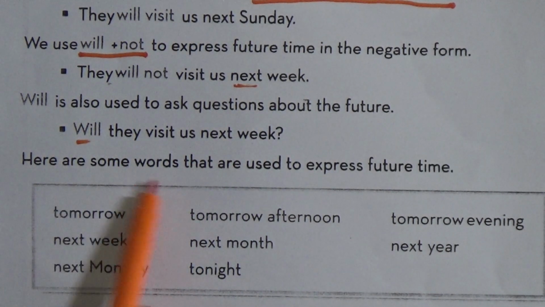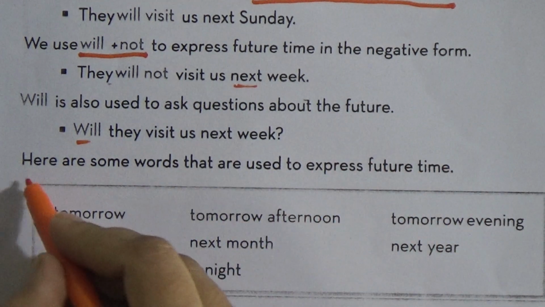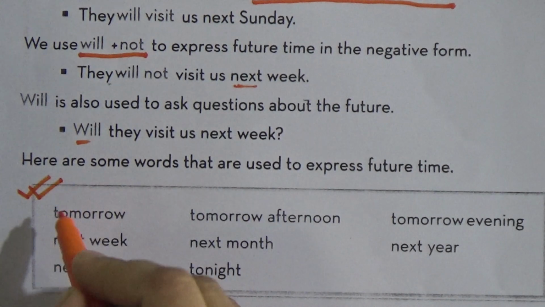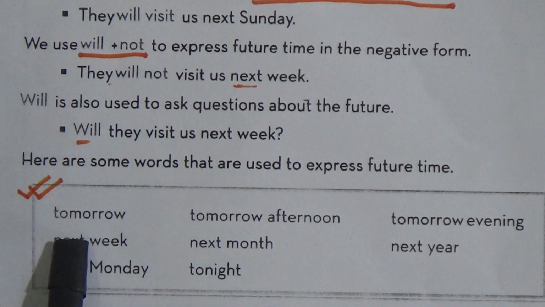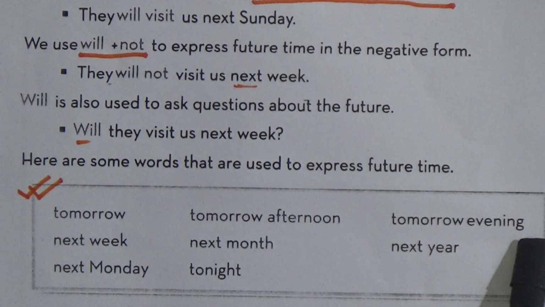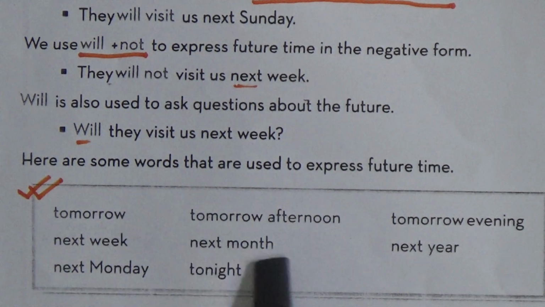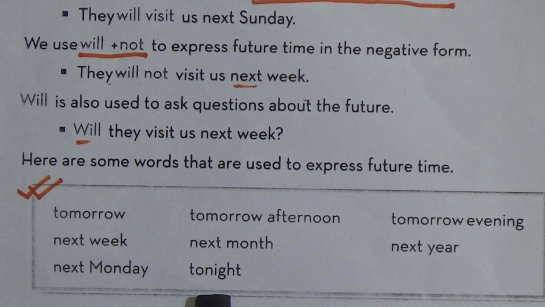See, here are some words that are used to express future time. You have to know these words for identifying that these are expressions of future time. Like tomorrow, tomorrow afternoon, tomorrow evening, next week, next month, next year, next Monday, tonight. Tonight is not coming yet. It will come at night. That's why in the morning we say tonight. This is also a future time expression.